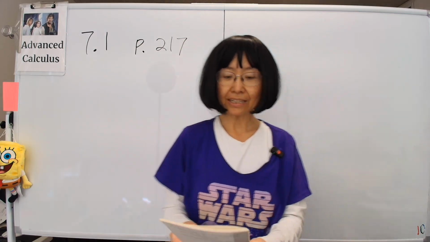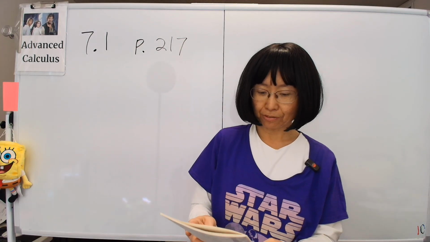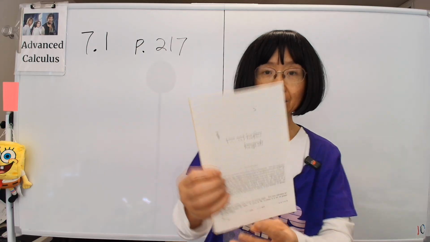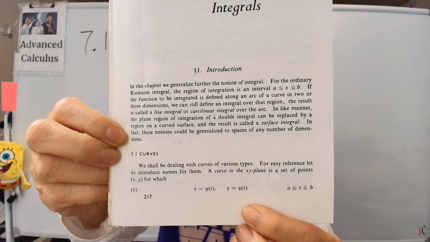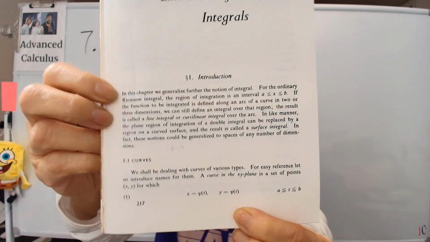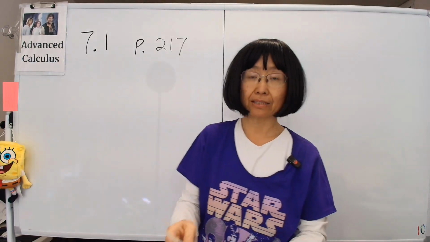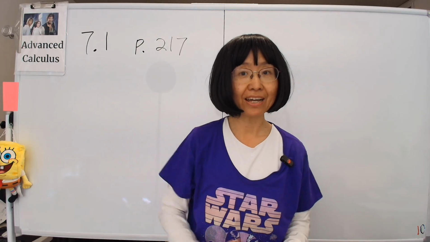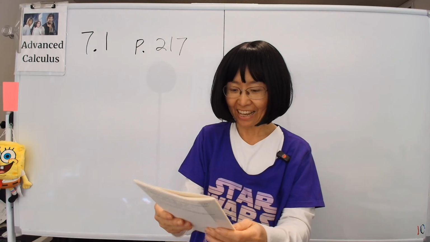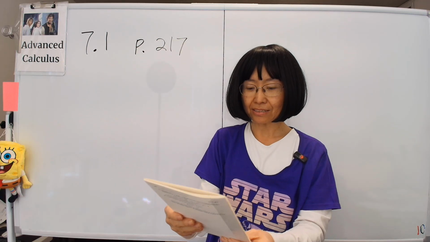So now let's start on page 217, 7.1. Please read the introductory paragraph yourself, where it talks about the line and surface integrals, which we've already had in Calculus 3. But we are going to redefine and rebuild everything here. Okay, and so first let's consider the bottom of the page.